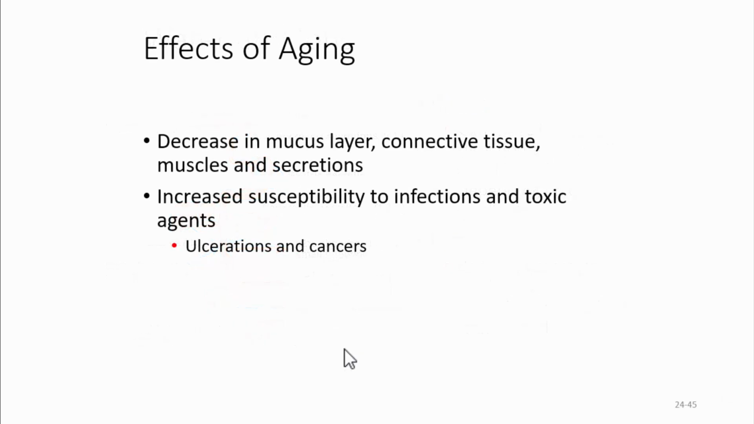The effects of aging. We get a decrease in the mucus layer. Again, we can see that can lead to ulcers and such. Also colitis. We have a decrease in connective tissue. Also a decrease in muscle and secretions. We have an increased susceptibility to infections and toxins, and an increase in ulcerations and cancers.